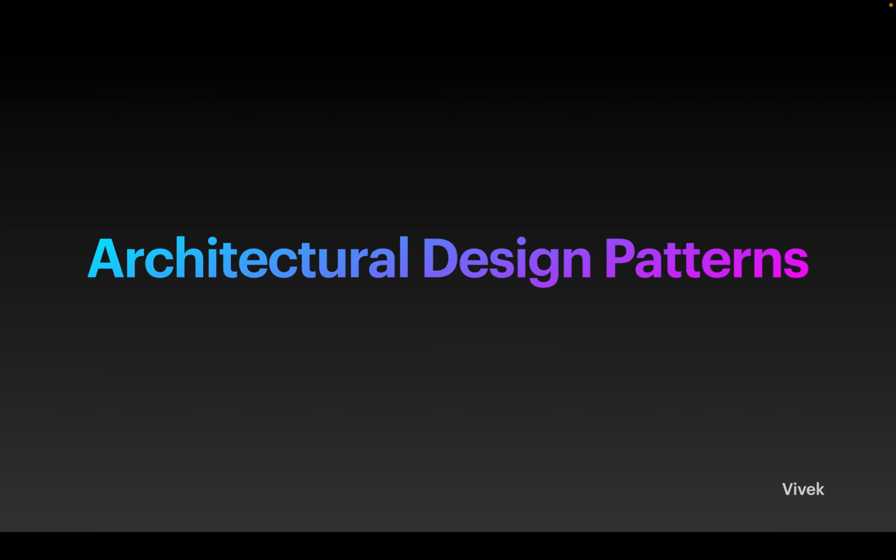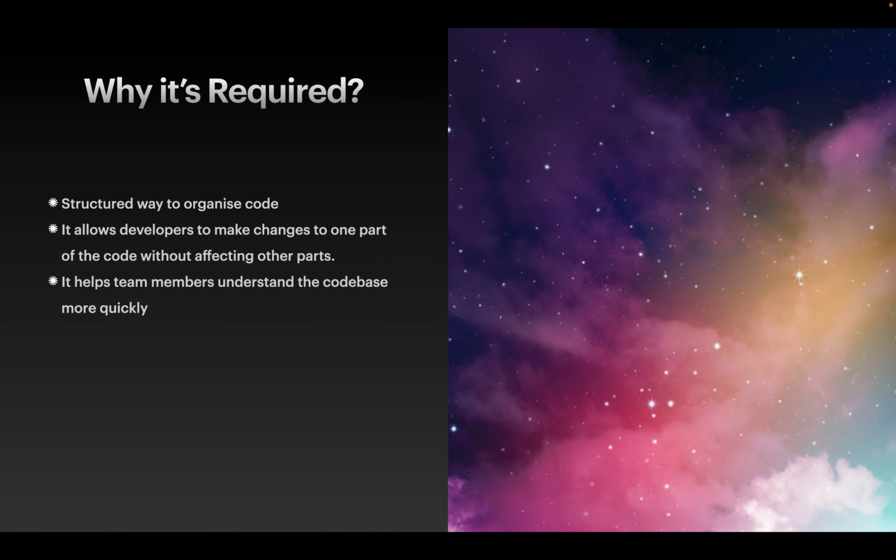The next important topic that we are going to learn is architectural design patterns. Before learning what it is, we can know why it is required. There are a lot of reasons, but I have mentioned only three. First, with the use of this architectural pattern, our code can be structured in an organized manner. It allows our developers to make changes in one part of the code without affecting other parts, as well as helping team members understand the code base more quickly. So these are the three reasons why it is required.